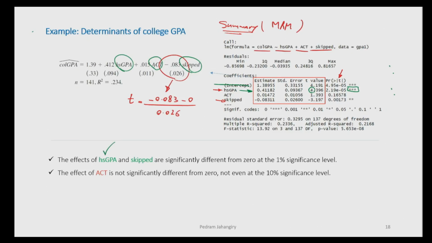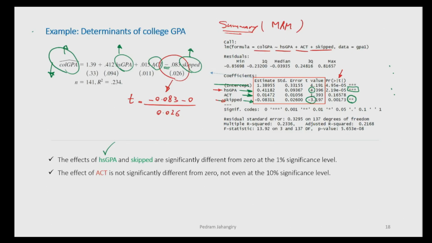The number of skipped classes, look at this one. Again, the t-value is large, the absolute value is large, and it is significant at 1%. Okay, so it seems that the number of skipped classes and high school GPA are significant in terms of explaining the college GPA. So it means that higher high school GPA is related to higher college GPA. The more classes you skipped is negatively related to your college GPA. However, for the ACT, look at the ACT score.